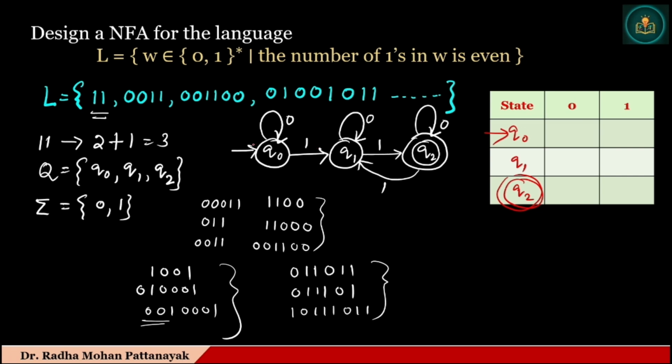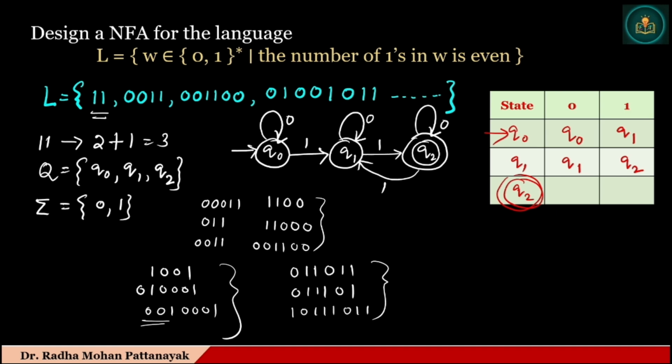Reading 0 on Q0, it is staying on Q0 only. So we will put here Q0. Then reading 1 on Q0, it is moving to Q1. So Q1. Then reading 0 on Q1, it is staying in the same state, that is Q1. Reading 1 on Q1, it is moving to Q2 state. Clear? Write Q2.